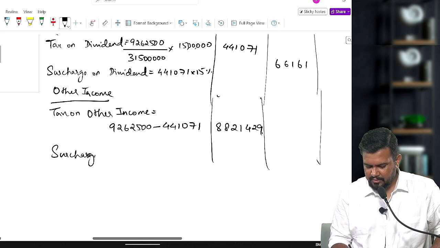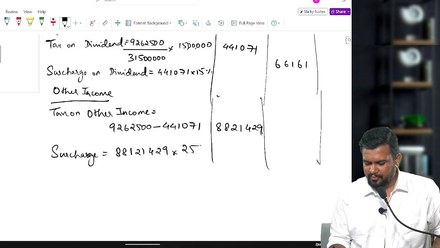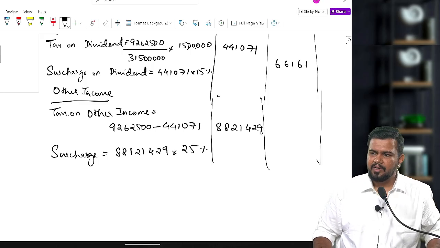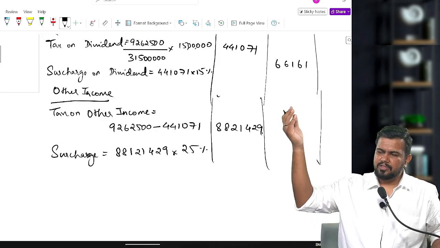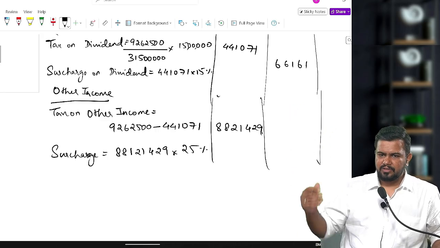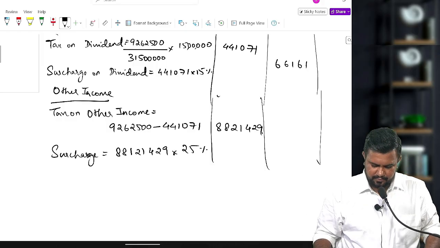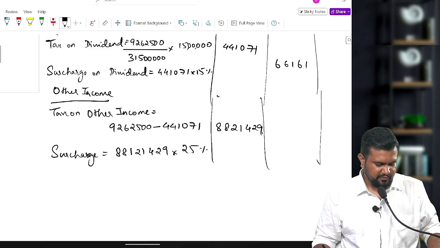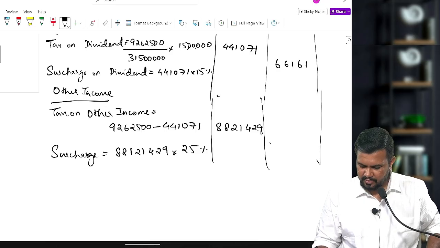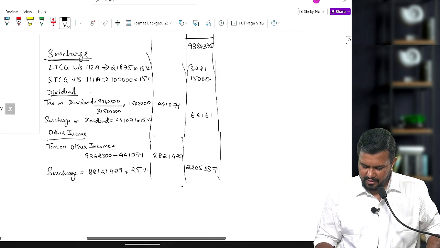Surcharge is equal to 8821429 into how much percentage? 25 percent, because other income is more than 3 crores. Up to 2 crores 15, above 2 crores 25, above 5 crores 37. So 2205357. Now you have to add all of this together.